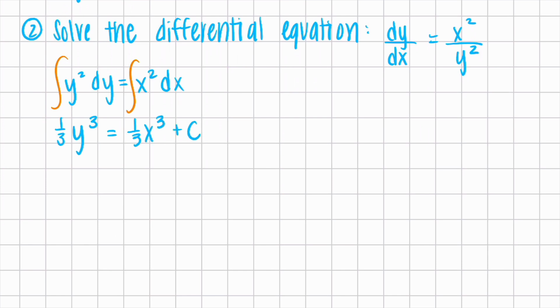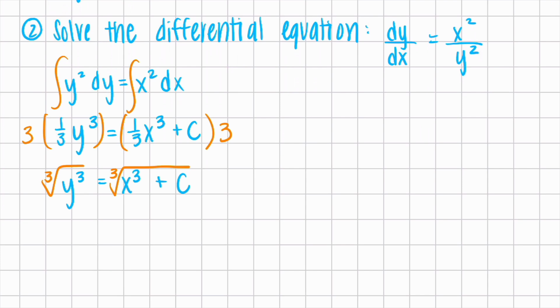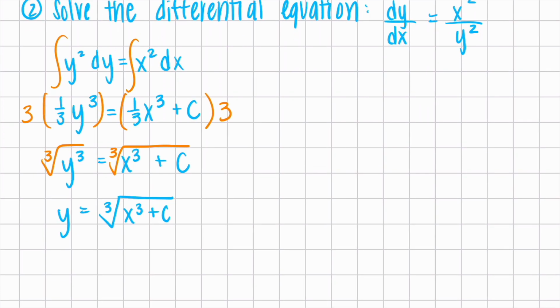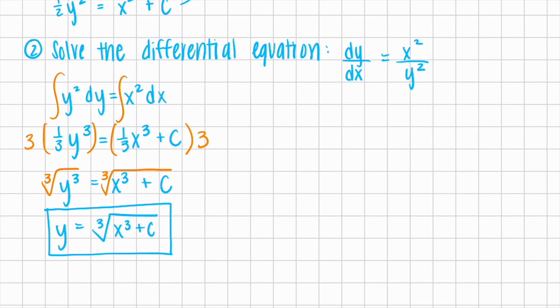Now that we've integrated, we're going to solve for y. So I'm going to start by multiplying both sides of the equation by 3. I'm going to get y cubed equals x cubed plus 3c, but just like before, I'm just going to make it a c. Next step, I'm going to cube root both sides. And we get y equals the cube root of x cubed plus c. And that is that answer. So again, our steps are separate the variables, integrate both sides, and solve for y.